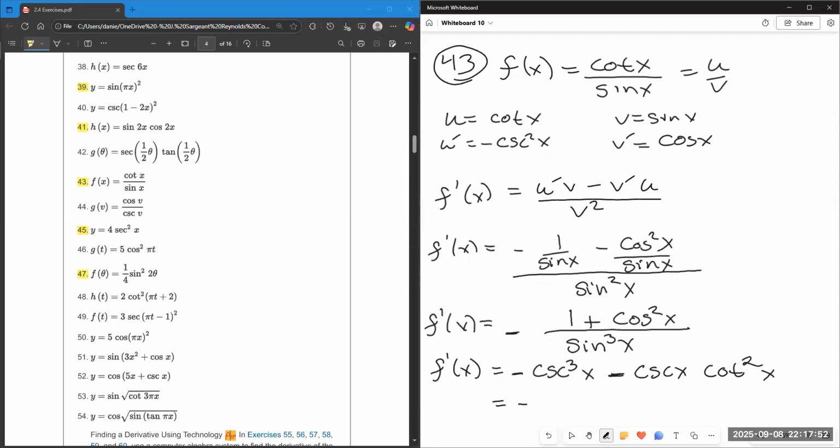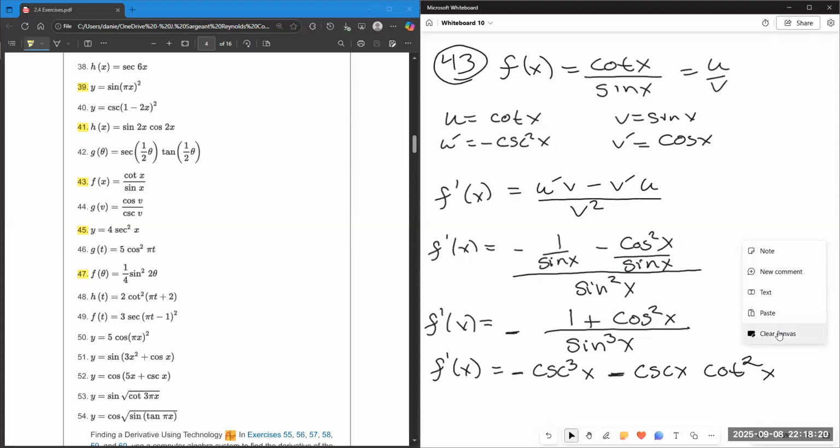I think I can simplify that some, but there's really not a lot of point in doing that right now. This is good enough for an answer. If I pulled out that negative cosecant, I'm not going to get a 1 plus cotangent squared, so I'll just leave it just like that.